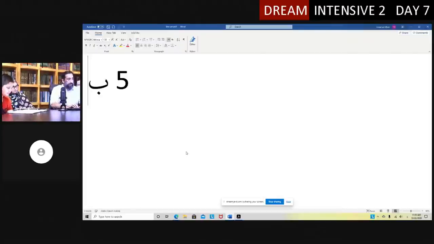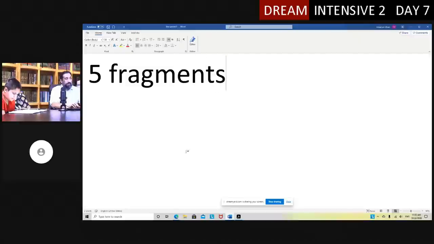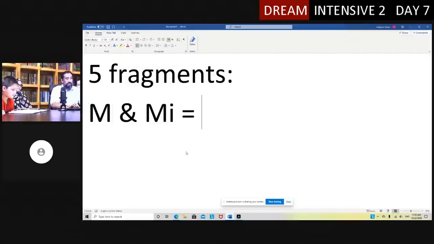Five fragments. Pretend you've never heard any of this before. Come to it with a fresh mind, okay? Five fragments. The mudaf and the mudaf ilayh. The purpose of the mudaf and mudaf ilayh is to say something of something. That's why you have a mudaf ilayh.